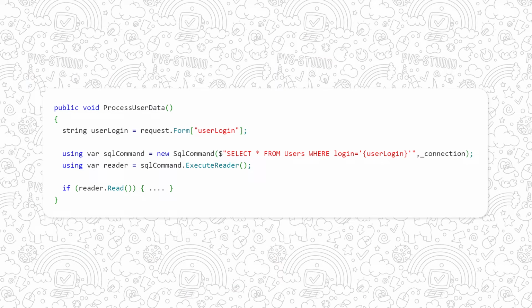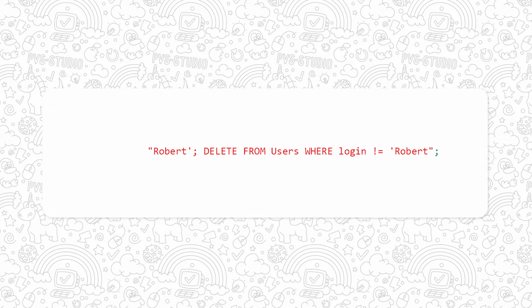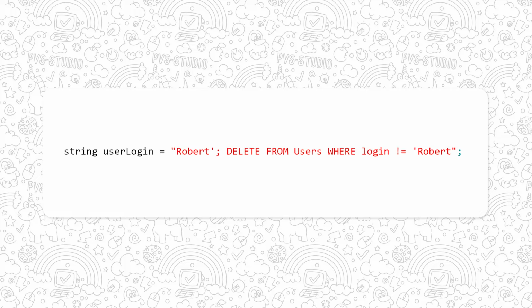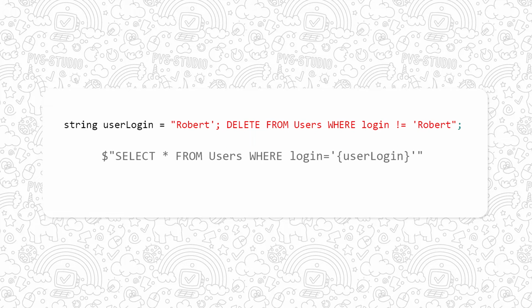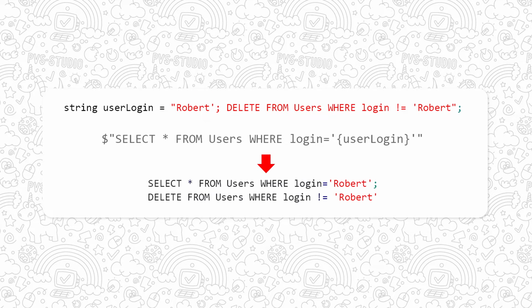Let's say the attacker passes this line to the user login request parameter. It will be saved to a variable. The request is based on the following template. You've probably guessed that the final request won't do any good. Just in case, I'll be clear that such a request will remove all users from the database except for Robert. Well, there may not be any Robert at all, so all users may be deleted, or, well, one lucky user will remain. The attack I showed is just one of the possible options.